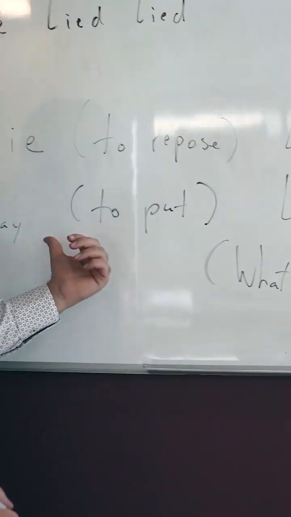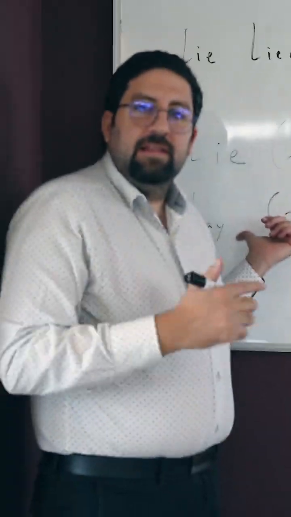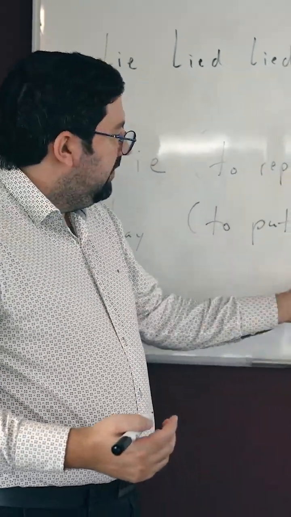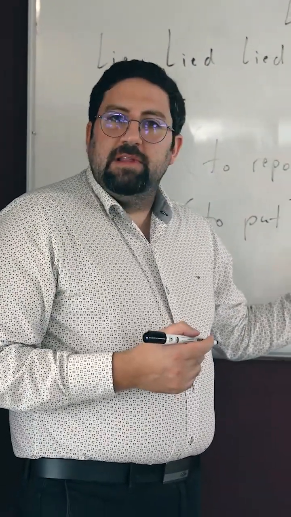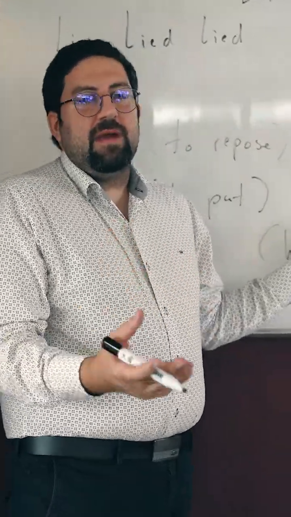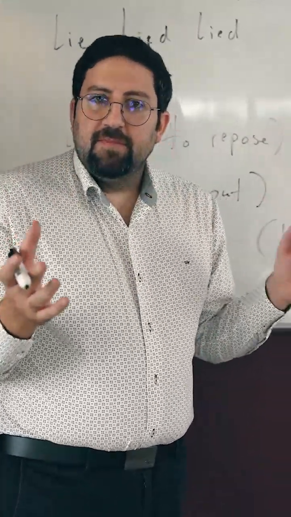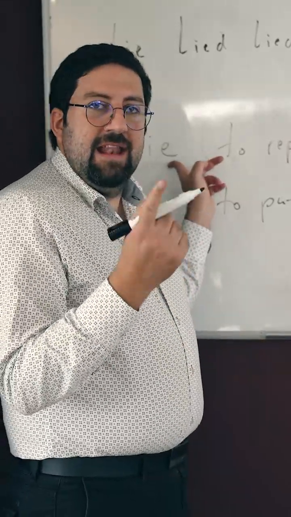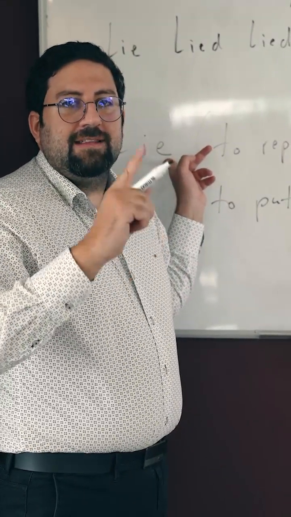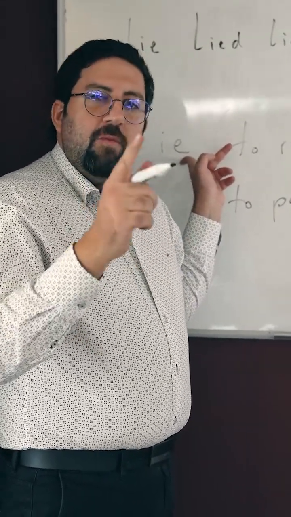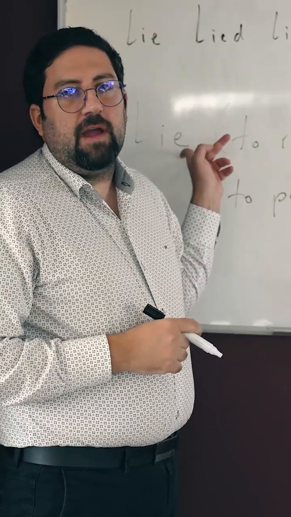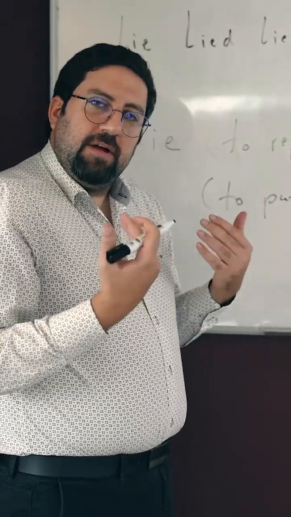So, you need to tell people, again, lay down your arms. Lay down what? Yesterday you laid what? You laid the baby to sleep, whatever. Now, lie is an intransitive verb. It cannot take a direct object, no matter how hard you try. You cannot lie someone. You yourself lie down.